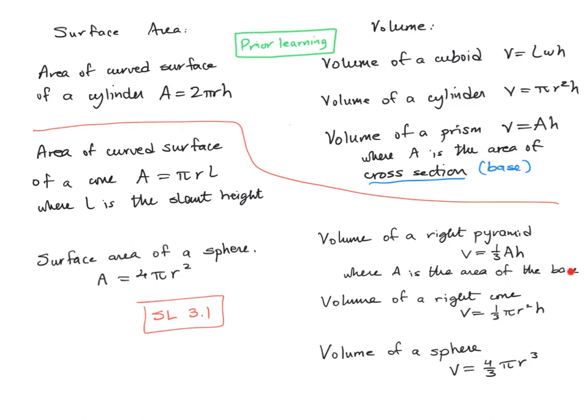A is now the area of the base, which is why I like to call this area also area of the base. No reason to use a different name for it. And then the volume of a right cone is 1/3 pi r squared h. And the volume of a sphere is 4/3 pi r cubed. So these formulas are in section SL 3.1 on the formula sheet, and these are in the prior learning sections on the formula sheet.